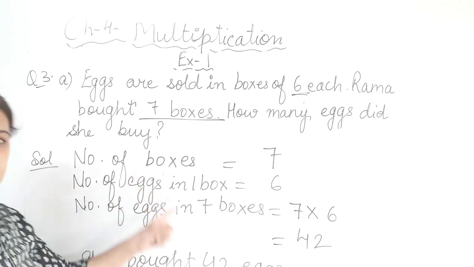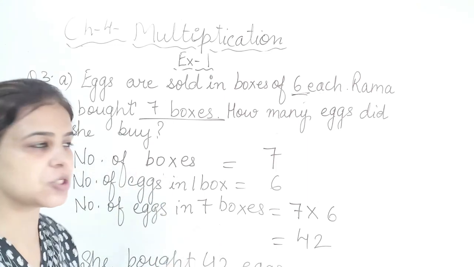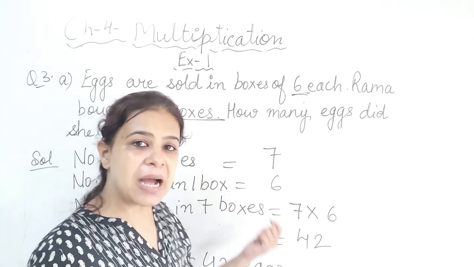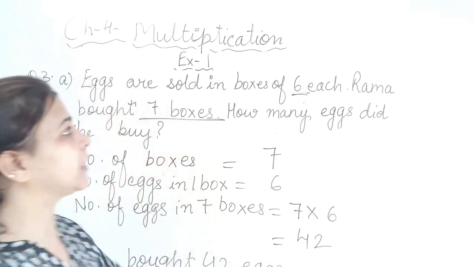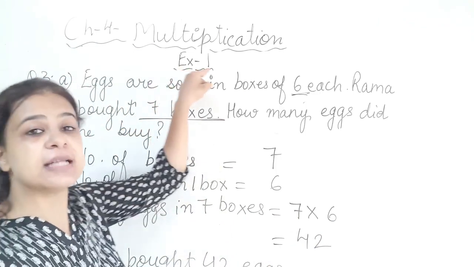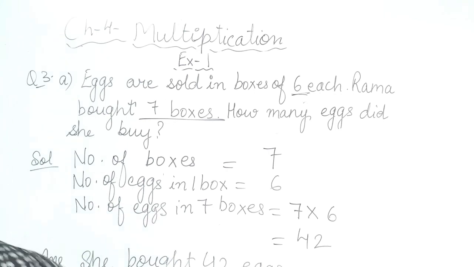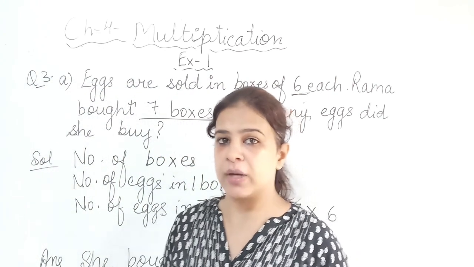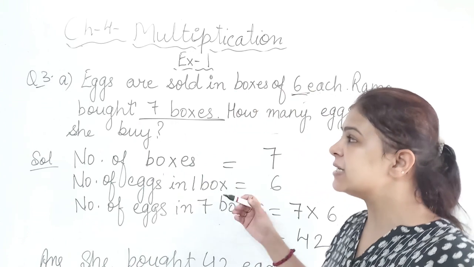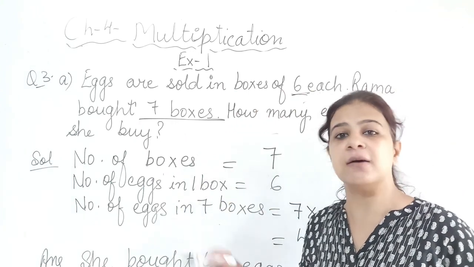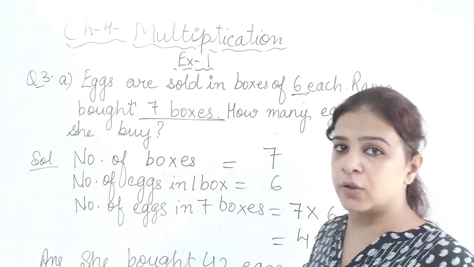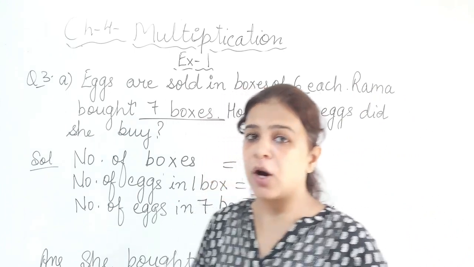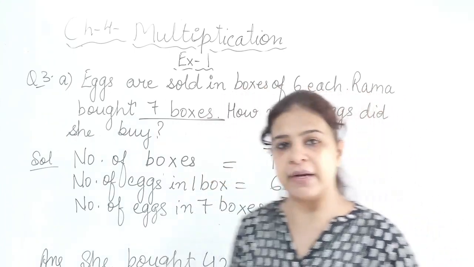This was a story sum, and you all will do these story sums in your maths notebook, children. You will put the heading over here, Exercise number 1, and mention the page number, that is 53, and this question number 3, A. You all will do it in your maths notebook. And question number B, C, D, 3 sums are here more. Those questions also you will do in your maths notebook. Okay children?